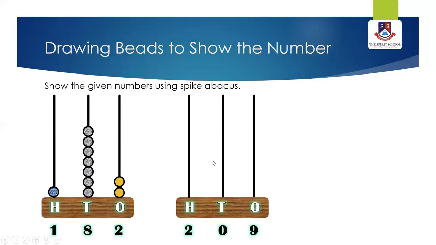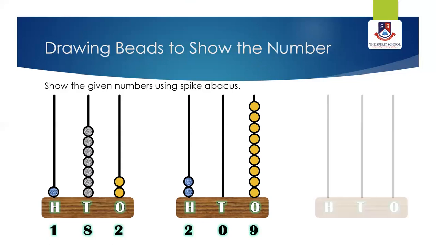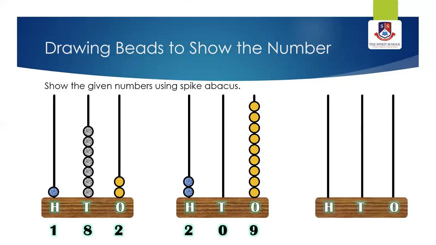Now move on to the hundred spike. We have 2 hundreds, so we will put 2 beads in the hundred spike, representing the digit 2 at the hundreds place. So the number we have represented using the spike abacus is 2 hundreds, 0 tens, and 9 ones. The number was 209. Now here we go to our third representation of a number using the spike abacus.